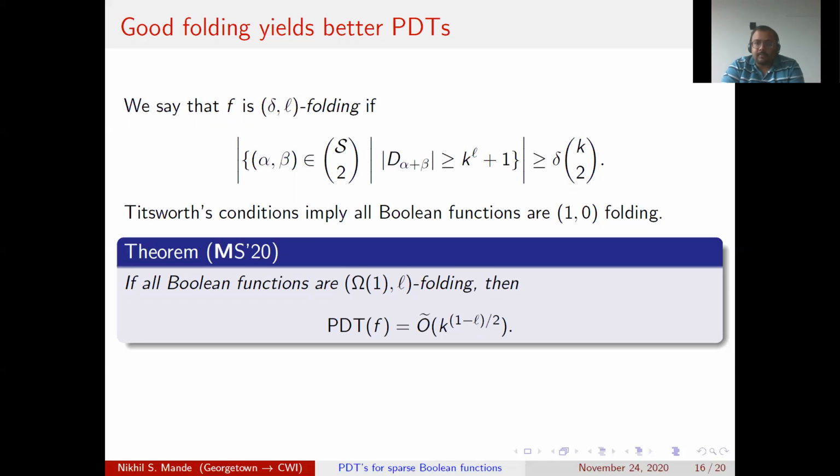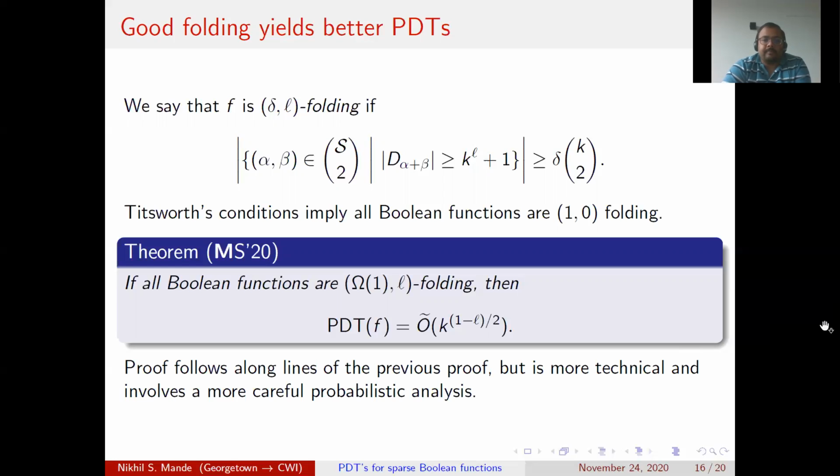So if each equivalence class is size poly k, then we just modify the proof on the previous slide, and we can show that the parity decision tree complexity of f is k to the 1 minus L by 2, which improves polynomially over the best known result of square root k. And this in particular recovers the result that I showed you on the previous slide, except up to log factors.